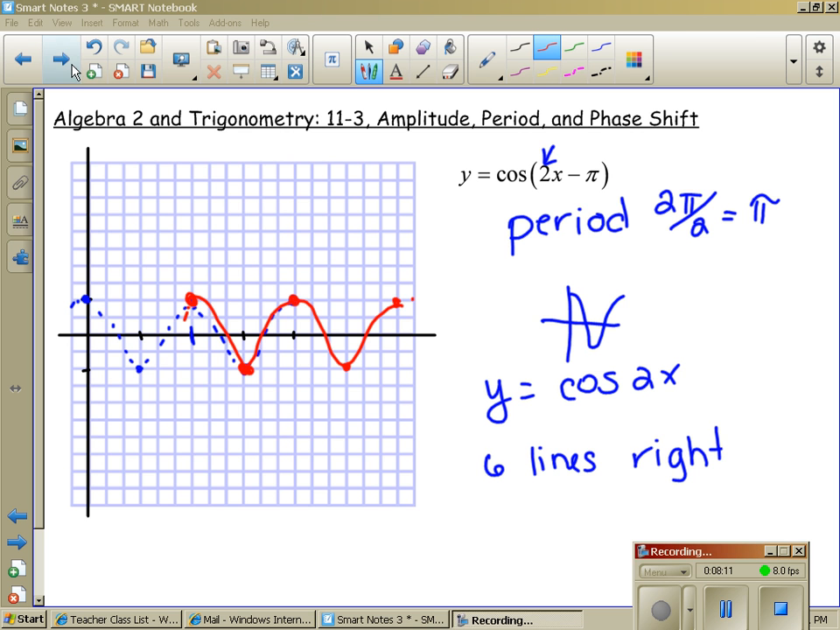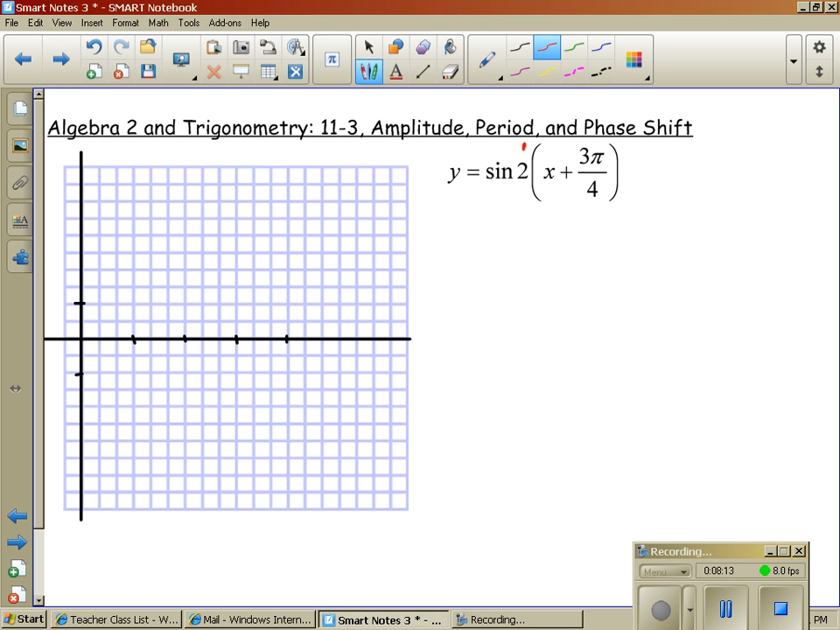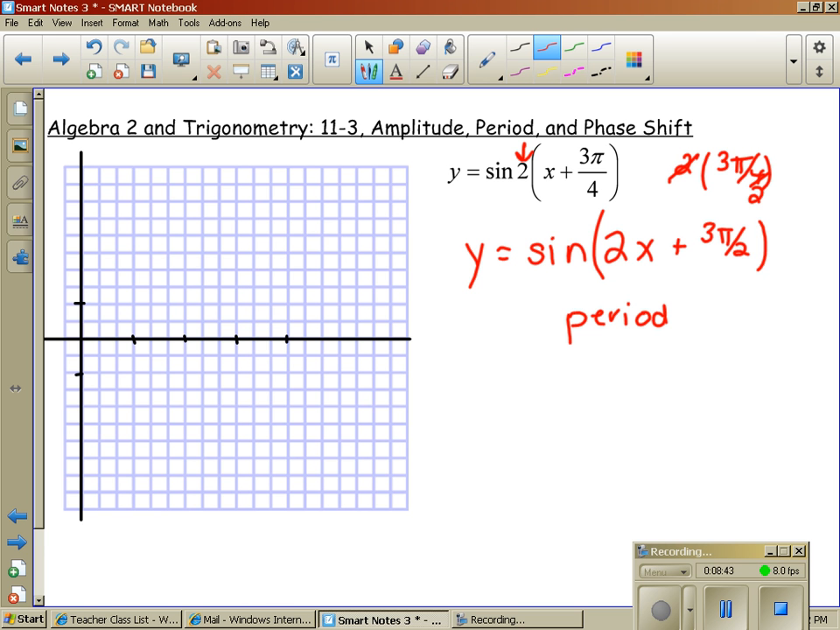All right, let's look at another one, a little bit different. Notice the 2 here is out in front. The first thing that you want to do is distribute the 2. So if I multiply 2 by x, I get 2x. Here, I'm going to multiply 2 by 3 pi over 4. The 2 and the 4 simplify, so plus 3 pi over 2. So, again, period. 2 pi divided by the number in front of x, so pi.